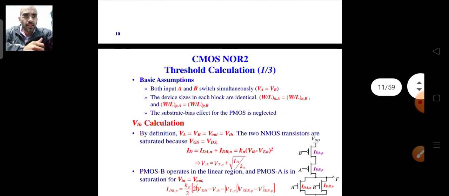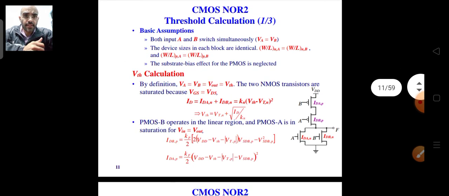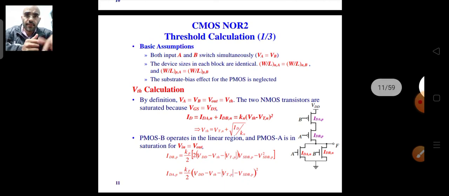Now the important thing is the calculations related to the threshold voltage and other parameters. The threshold voltage is your VTH, whereas you can calculate the other parameters like VIL, VOL, VIH, VOH. But the thing is, it will be difficult for us to calculate VIL and VIH and these other parameters.